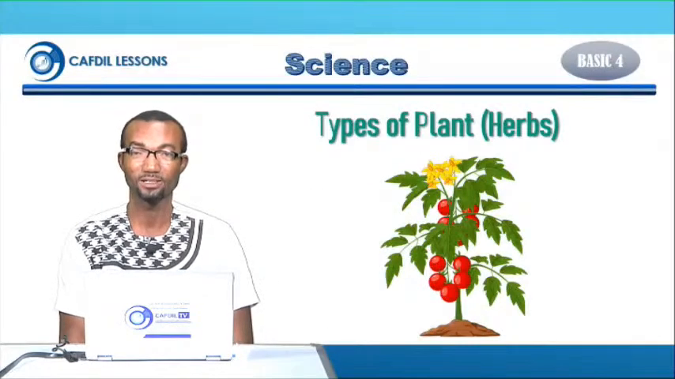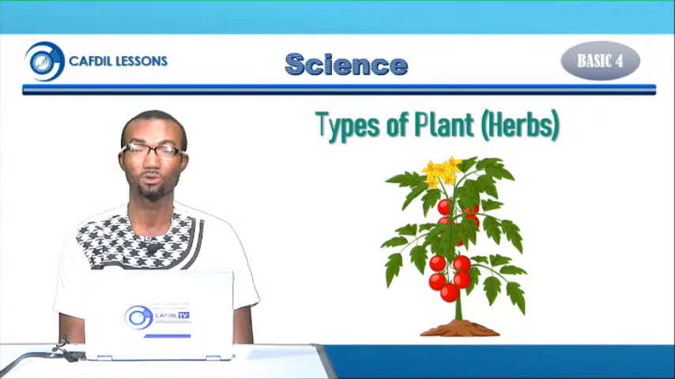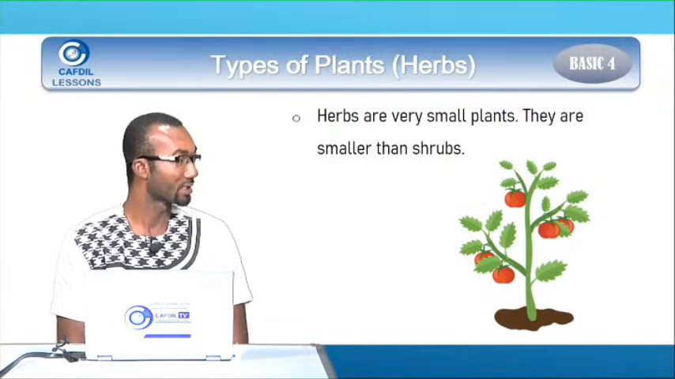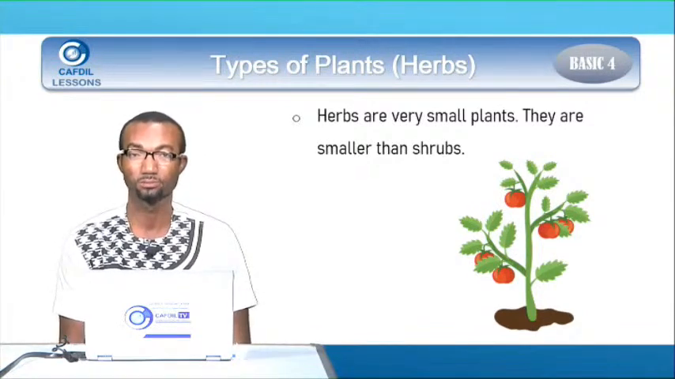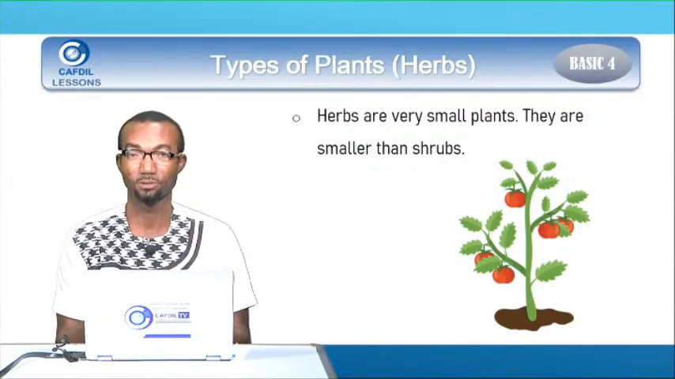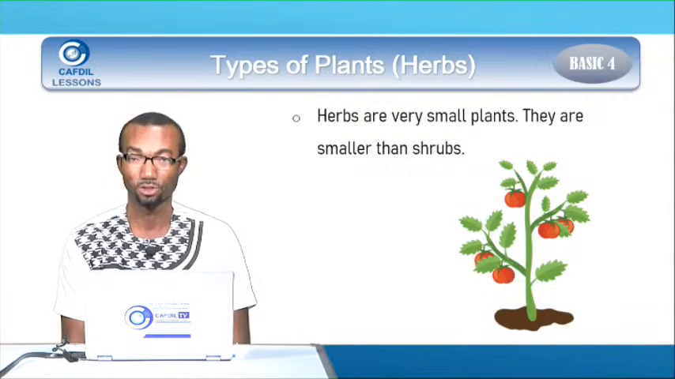Let's move to the next one. And the third one is herbs. The third type of plant is called herbs. What are herbs? Kate, they are very small plants. They are smaller than shrubs. We said that trees are the biggest. The next bigger one is the shrub. And then the third biggest is the herbs. So herbs are very small plants, and they are smaller than shrubs.